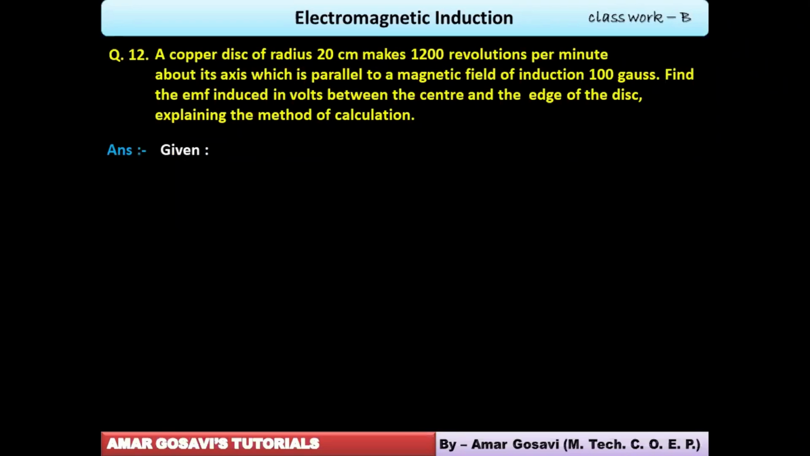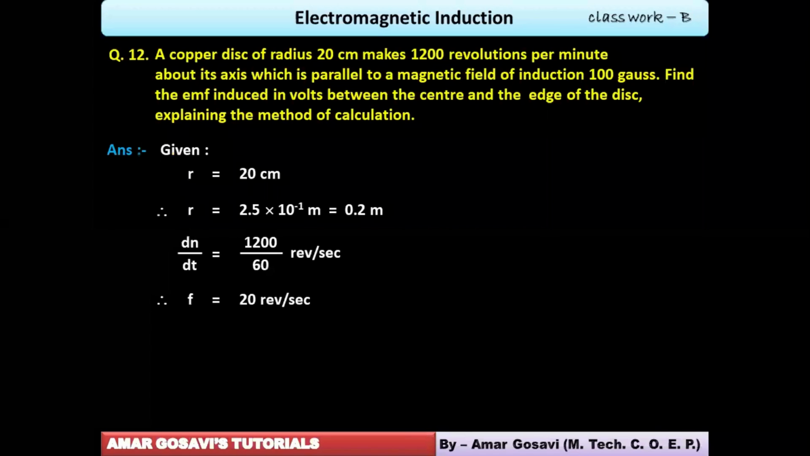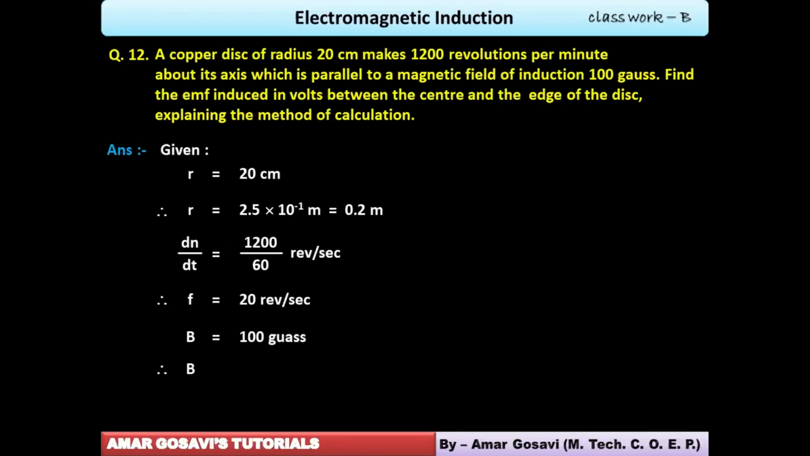Again, interesting question. The radius they say is 20 centimeter, converted into meter. dN by dt here will be 1200 divided by 60, so the frequency comes out to be 20 revolutions per second. Magnetic induction is 100 Gauss, so you convert it into Weber per meter square by multiplying it by 10 raised to minus 4. This is the factor which you should be using to convert it into Tesla or Weber per meter square.